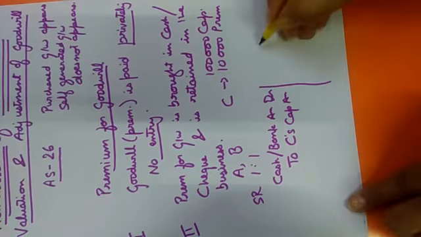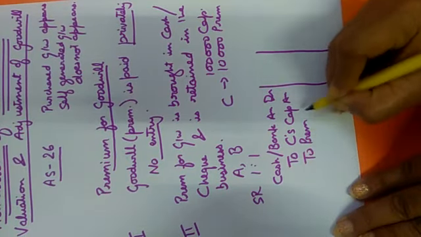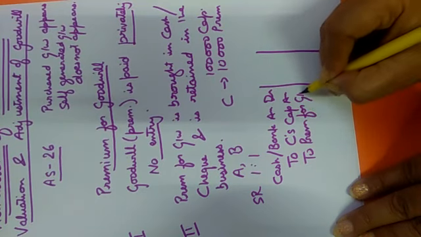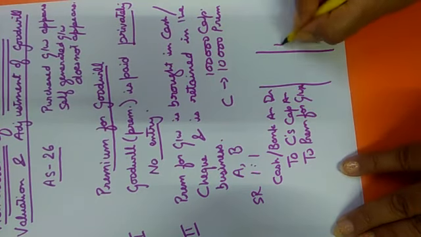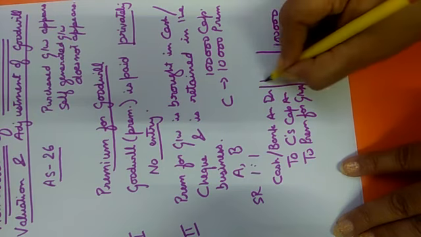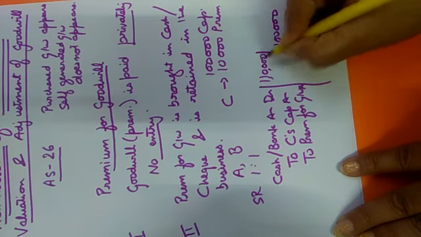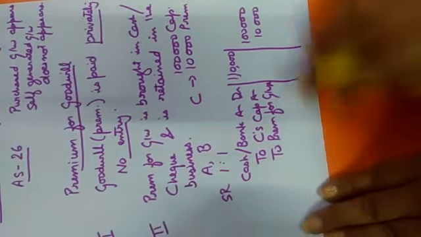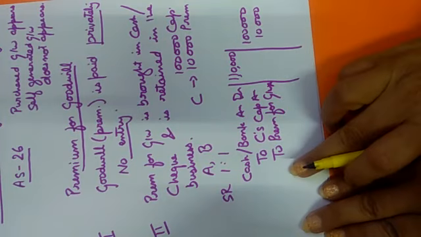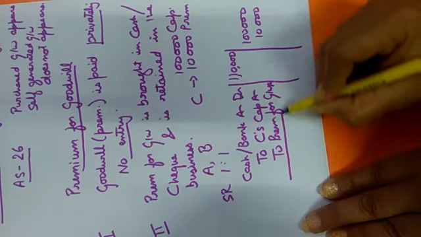To C's capital account, to premium for goodwill account. So 1 lakh he will bring as capital and 10,000 he is bringing as premium. So in total he is bringing 1 lakh 10,000. Being capital and premium brought by C.